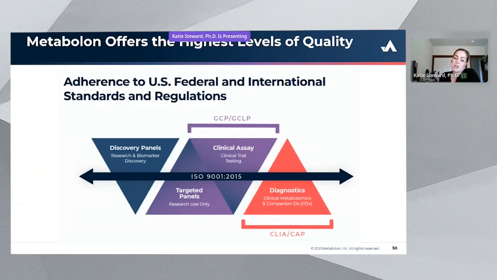And I really can't stress this enough. We have a lot of accreditations, which really give you a lot of confidence and let you know that you're getting the highest level of fidelity of data.